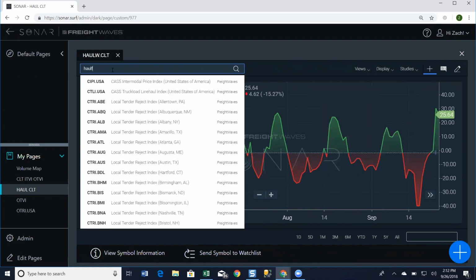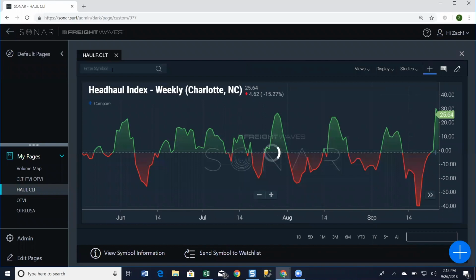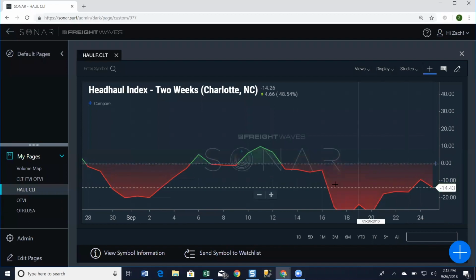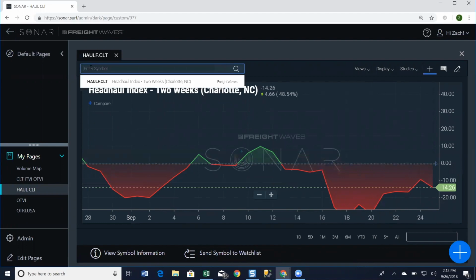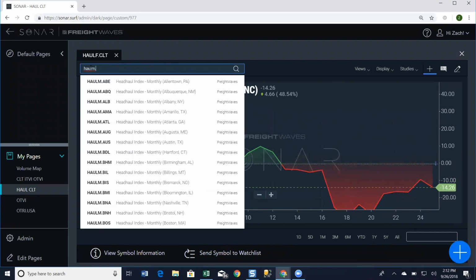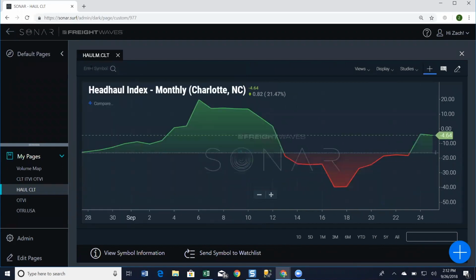I think the others are pretty self-explanatory. HaulF is your biweekly, so every 2 weeks, and it's a lot less volatile in that space. That's your 2 week change. And then HaulM is your monthly change. These are going to be a little bit smoother than your shorter term changes.